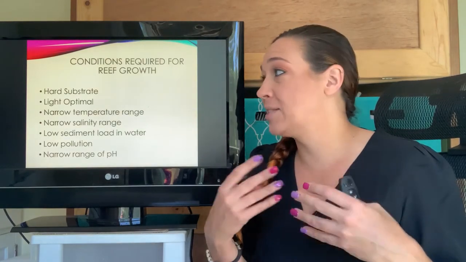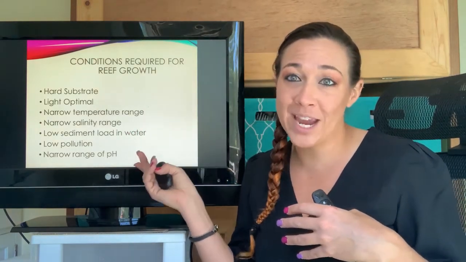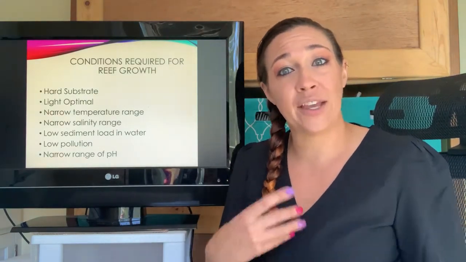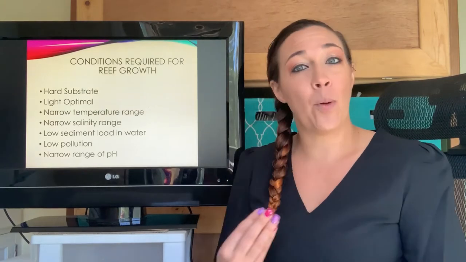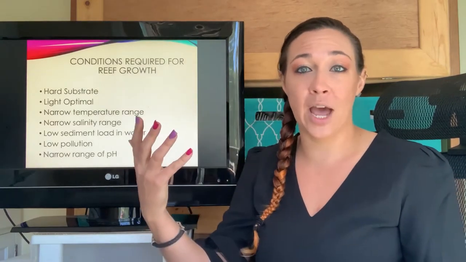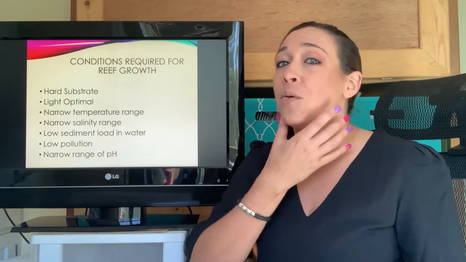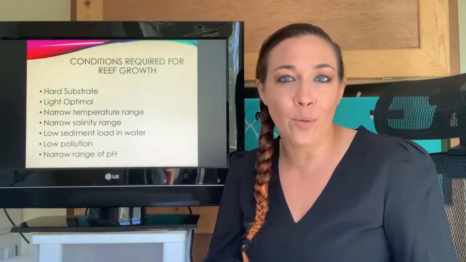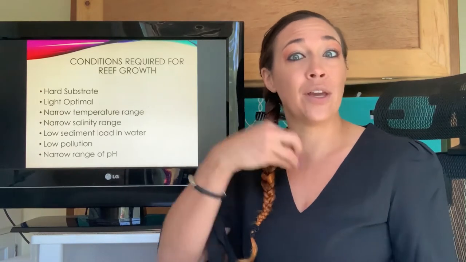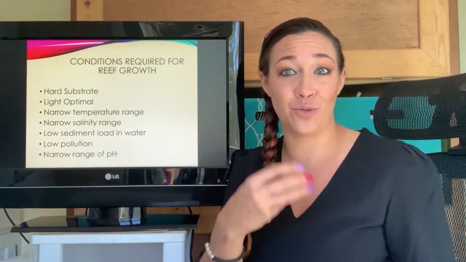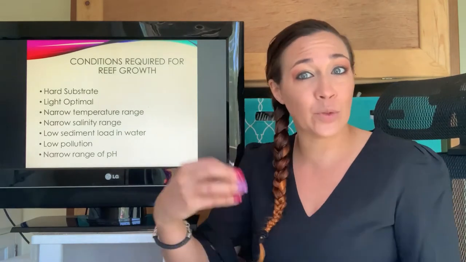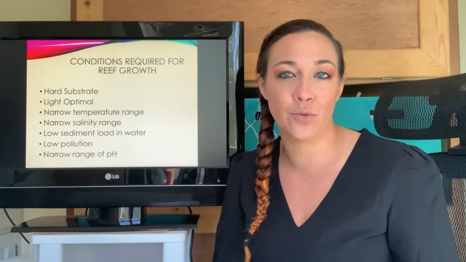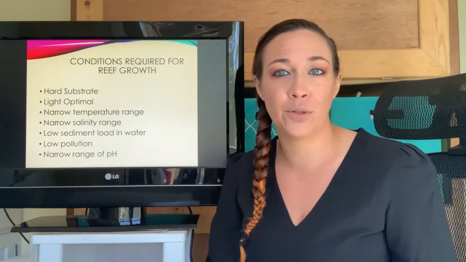Now, when we talk about the narrow range of pH, as things like climate change happen, something called ocean acidification is happening, meaning the more we pump out CO2 into the atmosphere. When people breathe, you release CO2. We raise animals for food, they breathe and release CO2. We drive cars, which release CO2. We do industry, which releases CO2. Pretty much every single thing we do on the planet releases some kind of CO2. That's that carbon footprint that people talk about.